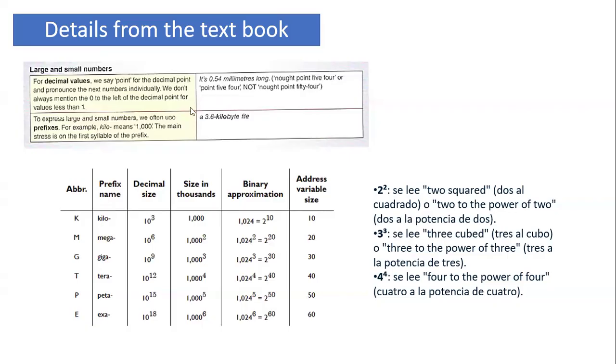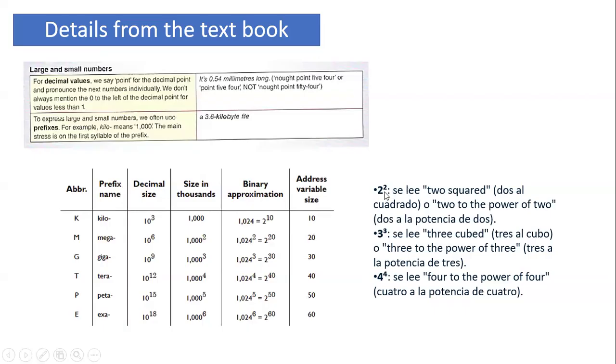And then I also gave you a chart with the prefix names, kilo, mega, giga, right? You have the decimal size, right? And the size in thousands. I added this because I found it practical for your formation. And you have it there. I hope it's just a little help. And I added to the right how to read it, right?